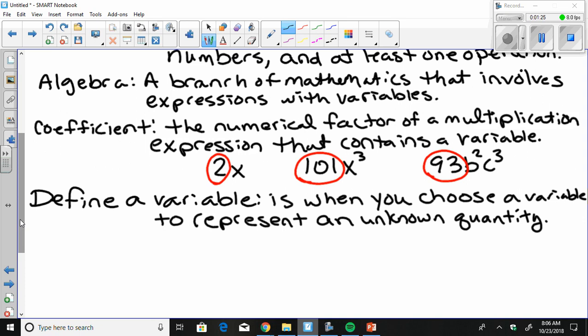If you're going to define a variable, it is when you choose a variable to represent an unknown quantity. For instance, if you need to know how many miles you travel in a day, well, you don't know that right off the bat, so you put in maybe x for that, and you take other information from your problem and find out how many miles you travel in a day.